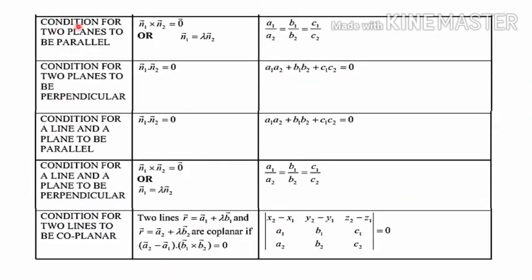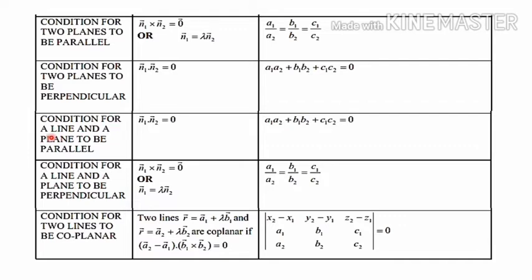Next, condition for two planes to be parallel. When it is in vector form, vector n1 cross vector n2 is equal to 0 vector, or vector n1 is equal to lambda into vector n2. If it is in Cartesian form, a1 by a2 is equal to b1 by b2 is equal to c1 by c2. Next one is condition for two planes to be perpendicular. In vector form, vector n1 dot vector n2 is equal to 0. In Cartesian form, a1 a2 plus b1 b2 plus c1 c2 is equal to 0.